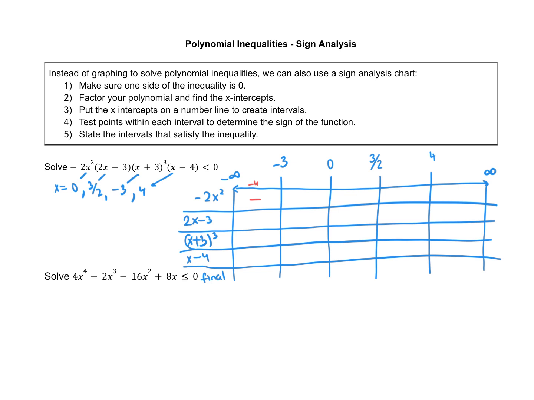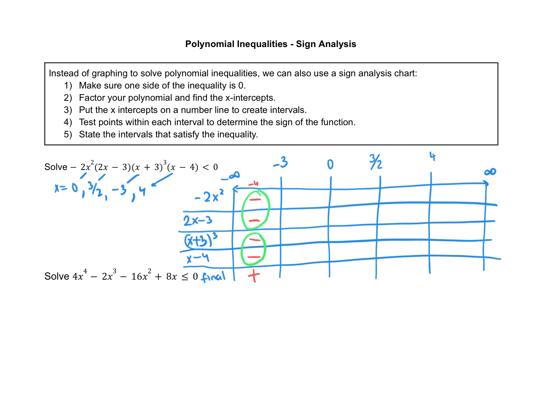Then 2 times -4 is -8 minus 3 is -11, so that's a negative. -4 plus 3 is a negative number. Cubed is still negative. And then -4 minus 4 is -8. I have 4 negatives there. If I multiply 4 negatives, that will be overall positive because each pair of negatives becomes positive.